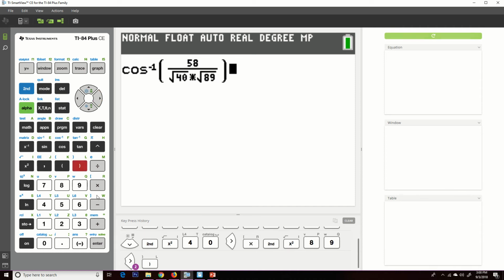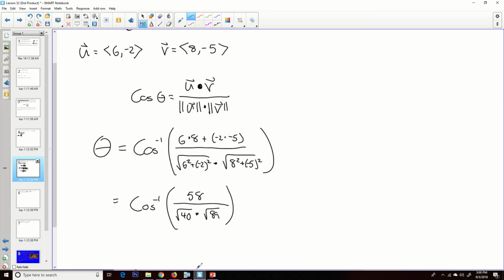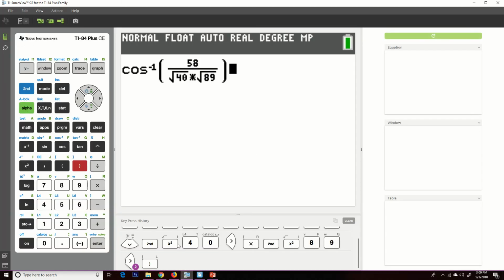And come out of all of that, parentheses. Real quick, check my, let's see here. So 6 times 8 is 48, plus 10 is 58. 6 and 4 is 40, 64 and 25, 89. I think that's right. Okay. So arc cosine, all that, hit enter.